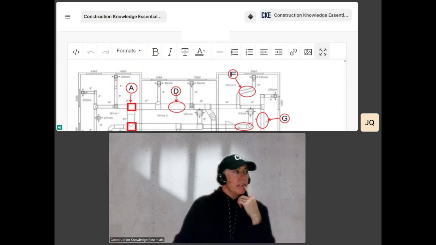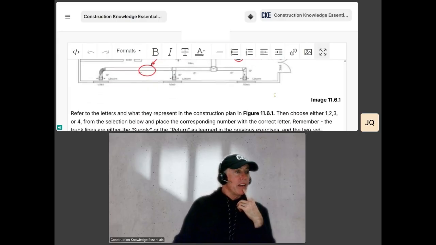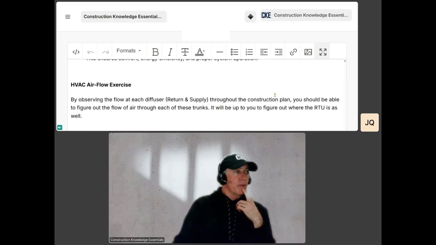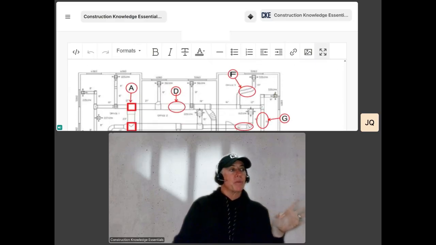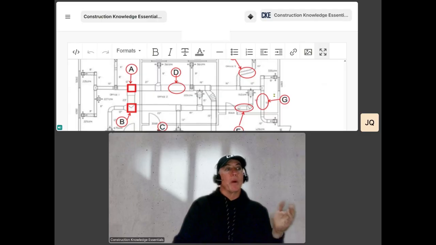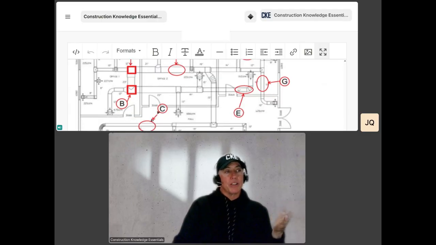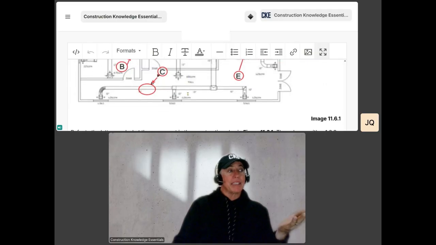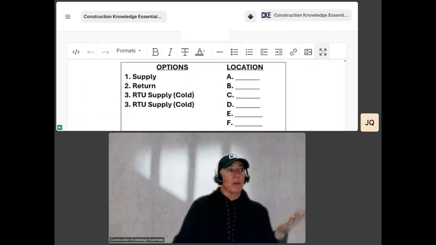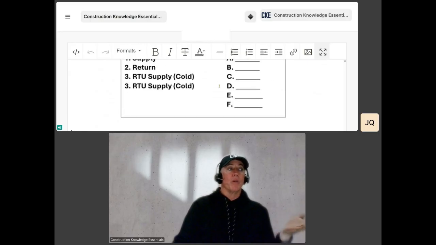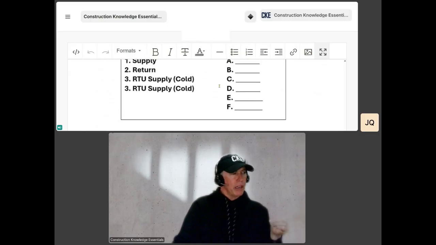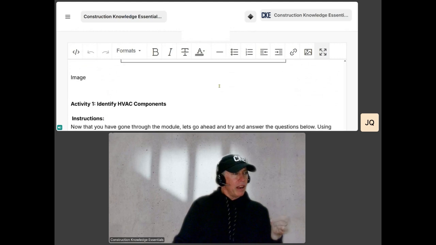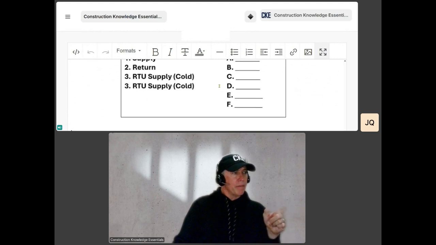So if I head down here and we start to talk at 11.6 airflow exercise, which is where I start to ask which way they should be going, what's the direction of them, what are they called? If you were to call out C, what is C? And then you were to look at what's supply, what's return, what's an RTU supplying cold? And there's something missing from that.